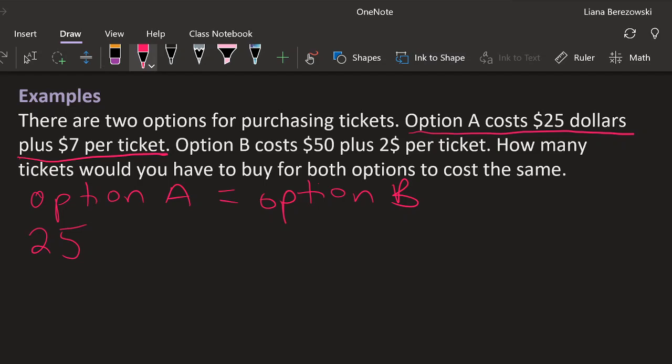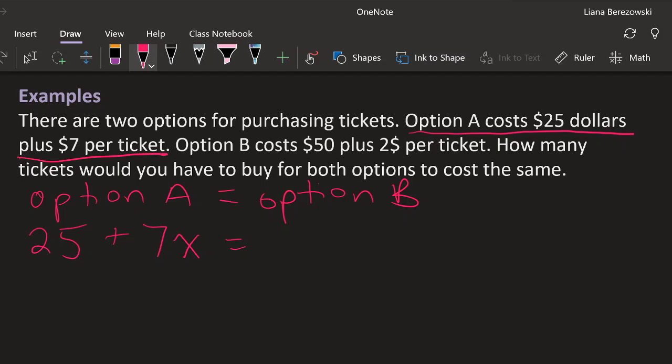Okay. The second part of option A is it's $7 per ticket. Now the thing that we don't know in this equation is how many tickets. So that's going to be our variable. Remember, your variable can be any letter that you choose. Knowing me, I'm going to choose X. So if it's $7 per ticket and I don't know how many tickets there are, it's going to be 7 times X, or unknown amount of tickets. Okay, so that's going to be option A. So $25 plus $7 times some unknown number of tickets.